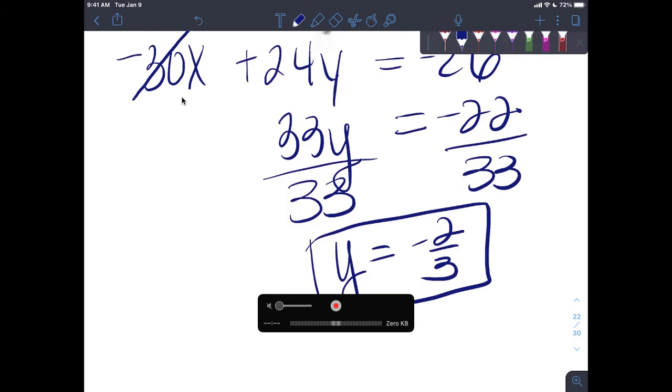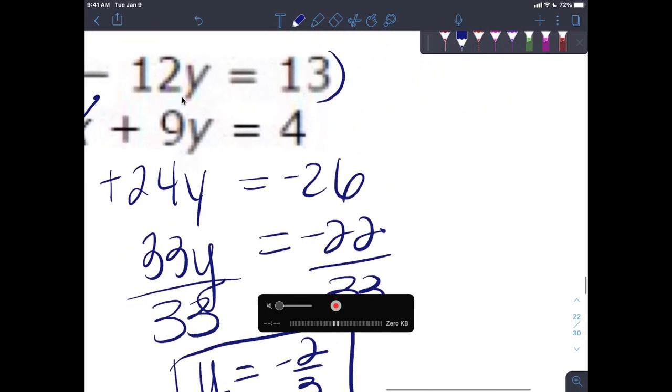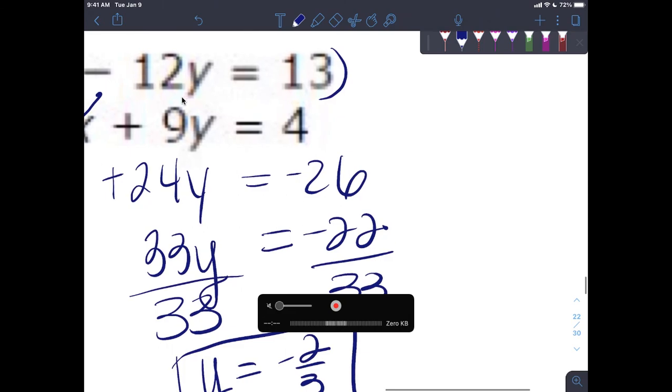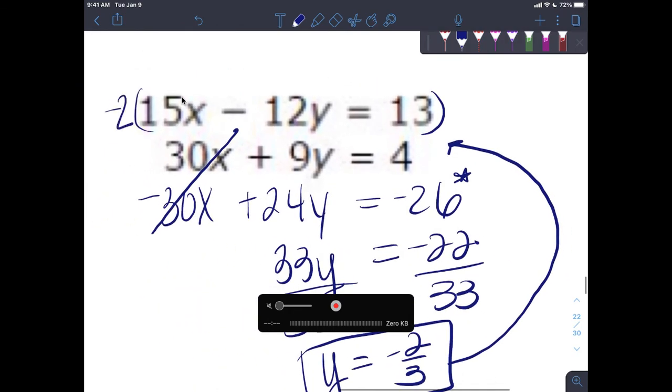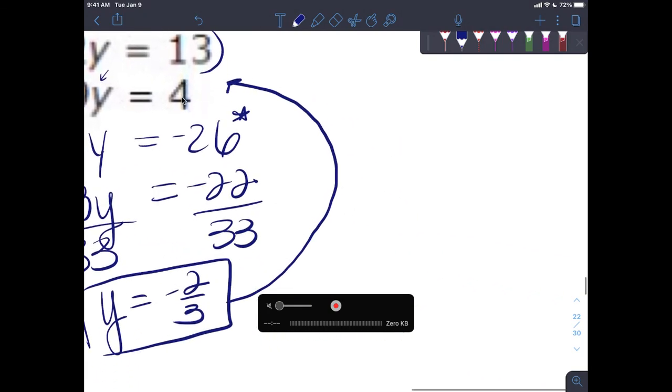Now I can take that and plug it back into any of the 3 equations. However, I would suggest plugging it into the easiest original equation because sometimes we make a little bit of a math error here. Okay? So, I'm going to plug it into one of these guys. And it looks like probably this guy is going to be the easiest to plug it into. So we'll do that.